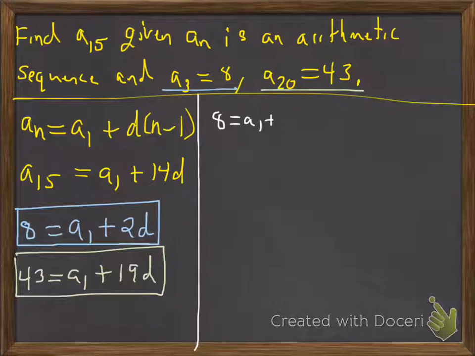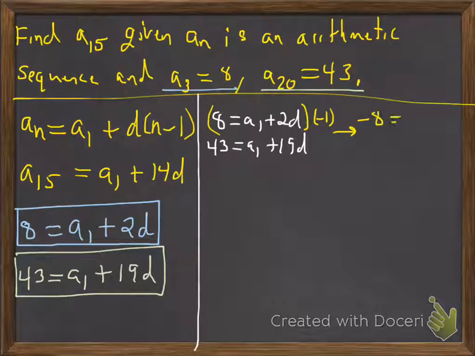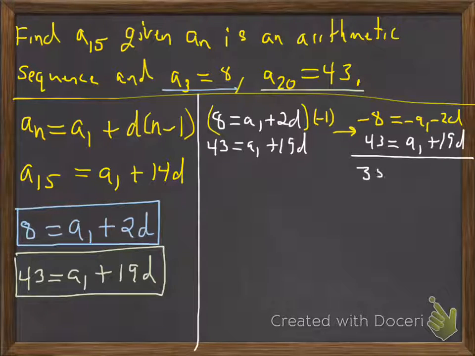So 8 is equal to a_1 plus 2d. 43 is equal to a_1 plus 19d. We'll multiply the top equation by negative 1, and that gives us negative 8 equals negative a_1 minus 2d. And then the bottom equation is 43 equals a_1 plus 19d. Go ahead and add, and you're going to have 35 is equal to 17d, so we can divide both sides by 17 to get the common difference d.